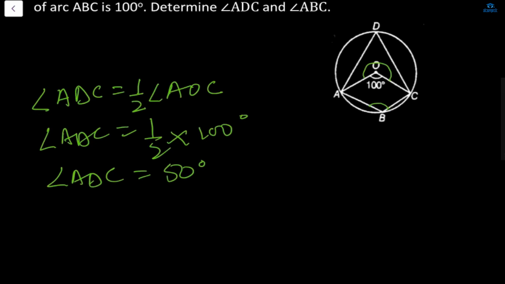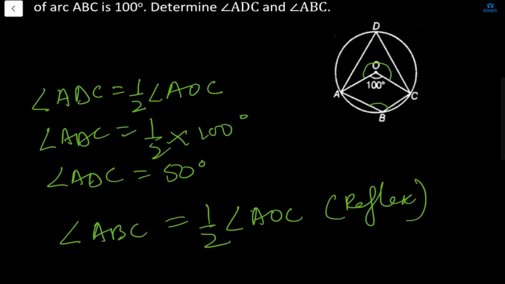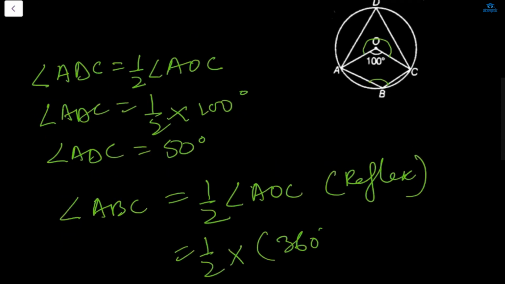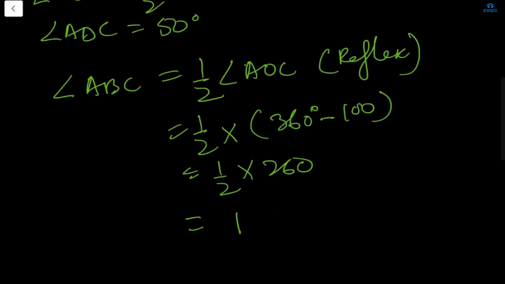Now for this one, the angle will be half of the reflex angle. In this case, the third point is here. So angle ABC will be equal to half of angle AOC, and this one is the reflex angle. What will be the reflex angle? Half of 360 degree minus 100, so half of 260, which is 130 degree. Angle ABC will be equal to 130 degree. Understood? Any doubt? No, ma'am.